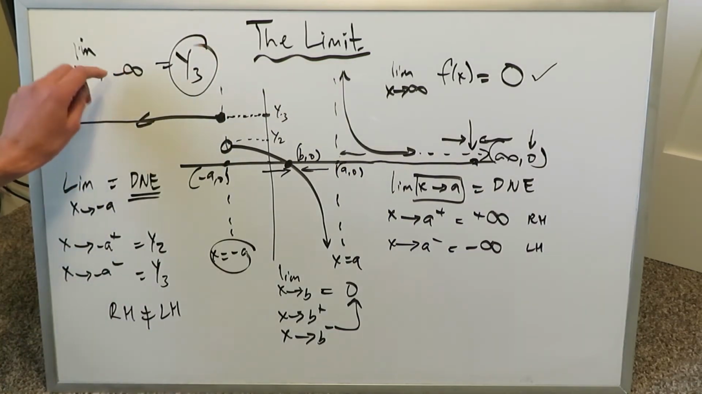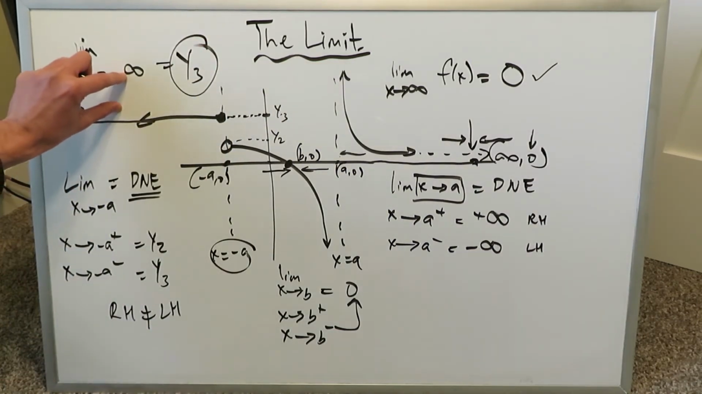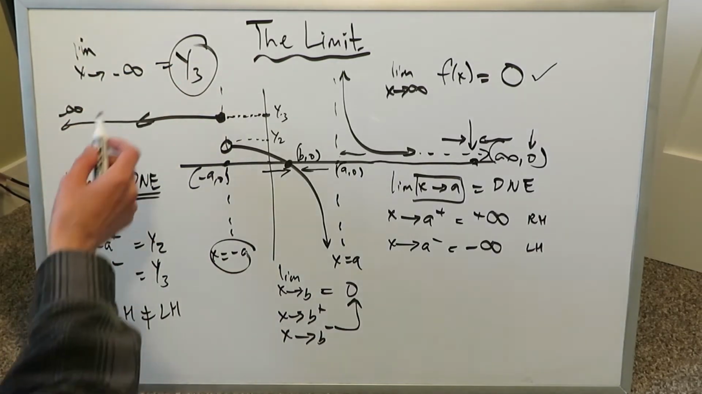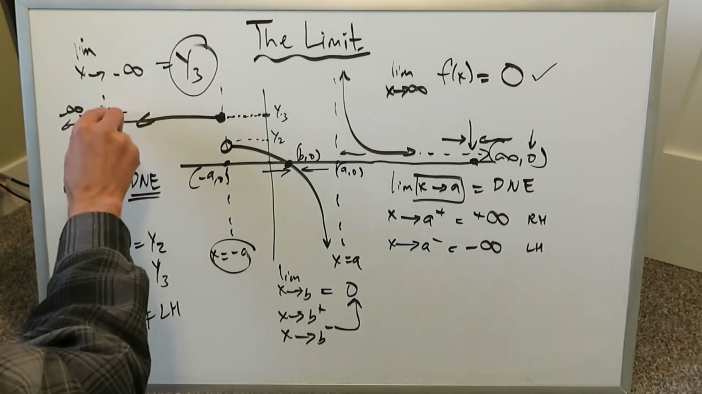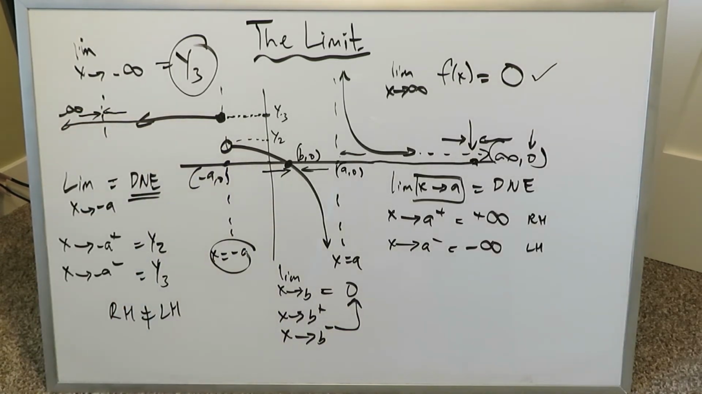Limit as x approaches minus infinity, either from the right or from the left, my answer will always be y3. There's no point in looking at right side and left side values here, because infinity is conceptually impossible to understand. So understand everything we've talked about here, and let's get back to our regular survey of questions.